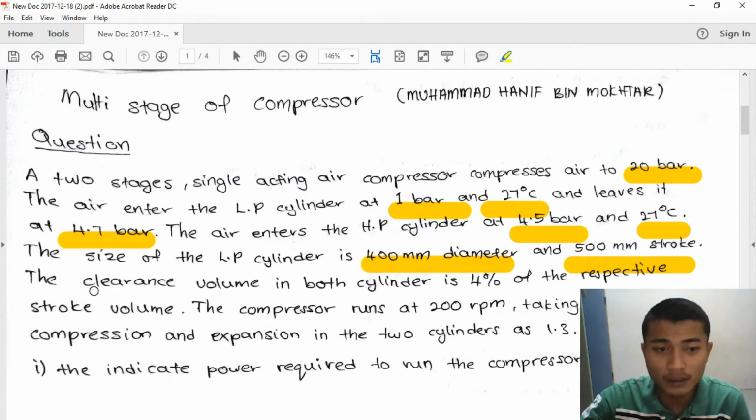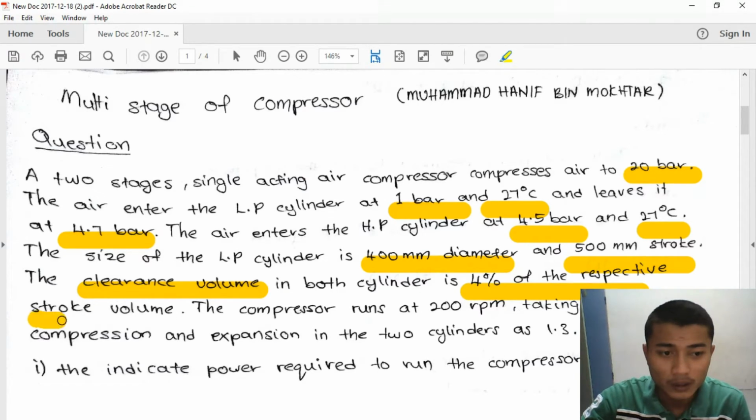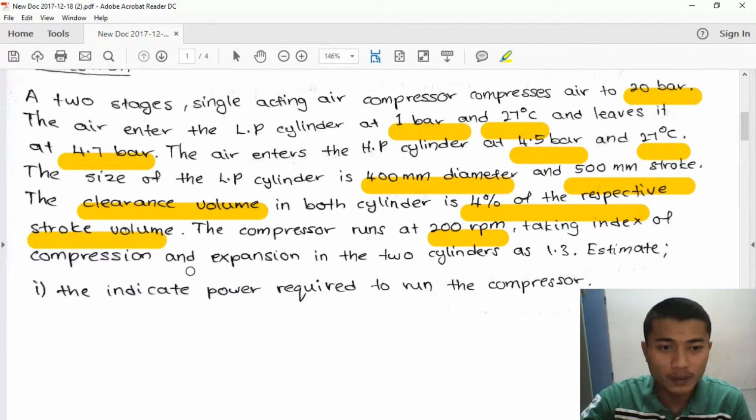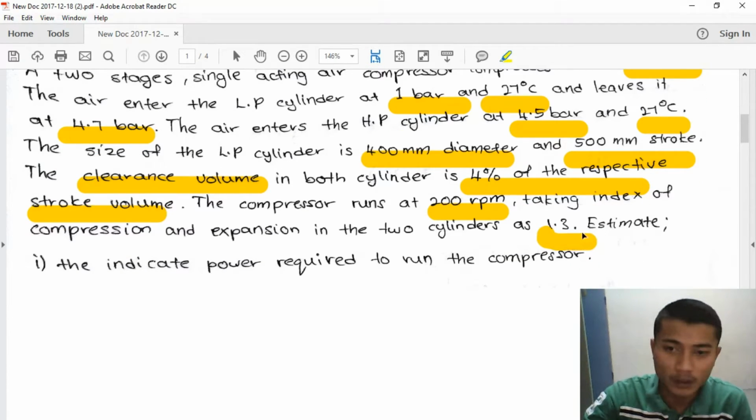The clearance volume in both cylinders is 4% of the respective stroke volume. The compressor runs at 200 rpm. Taking the index of compression and expansion in the two cylinders as 1.3, the question is to estimate the indicated power required to run the compressor.